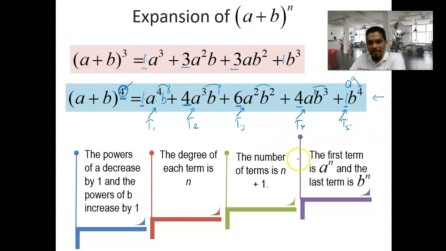The first term is a to the power of n, and the last term is b to the power of n. So when n equals 4, the first term is a to the power of 4, and the last term is b to the power of 4. Meaning, if a to the power of 4 here, then b to the power of 0, and when b to the power of 4, a to the power of 0. I explained the definition one by one by giving an example of (a plus b) to the power of 4. If you did not understand, please rewind and listen to my explanation again and again.